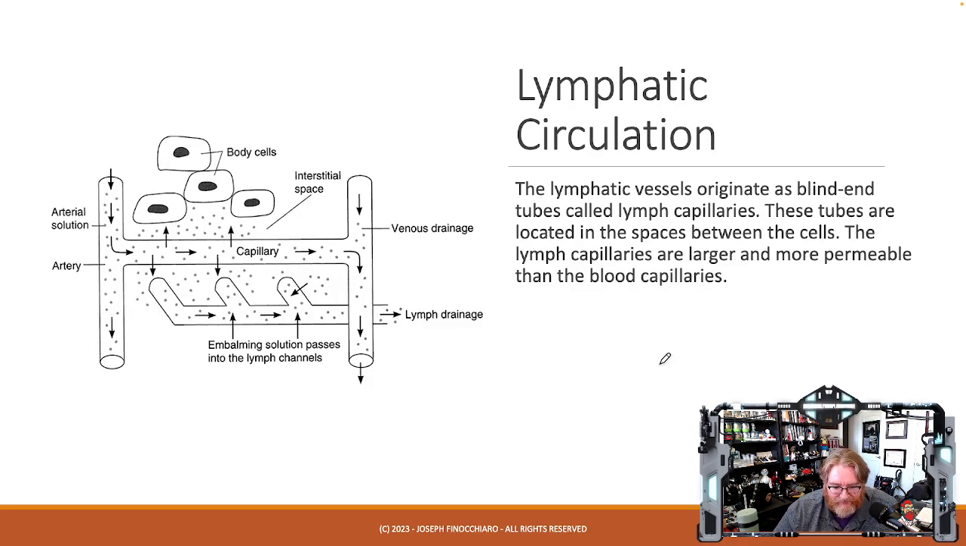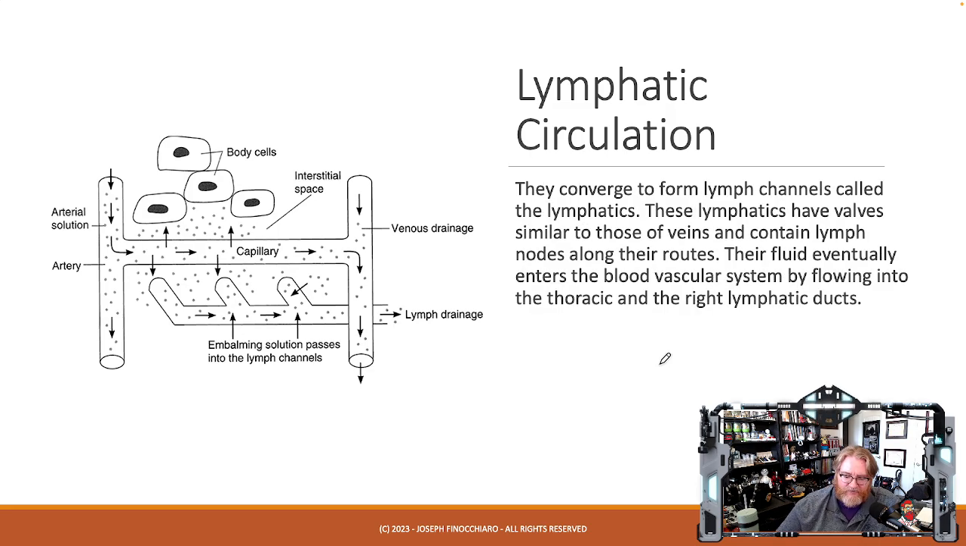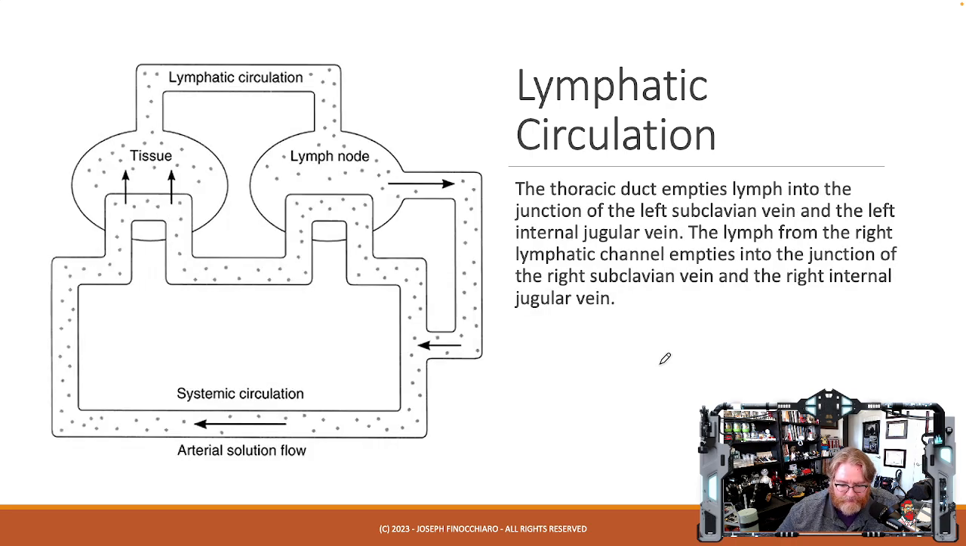We also have lymphatic circulation. The lymphatic vessels originate as blind end tubes called lymph capillaries. These tubes are located in the spaces between the cells. The lymph capillaries are larger and more permeable than the blood capillaries. They converge to form lymph channels called the lymphatics. The lymphatics have valves similar to those of veins and contain lymph nodes along their routes. Their fluid eventually enters into the blood vascular system by flowing into the thoracic and right lymphatic ducts.